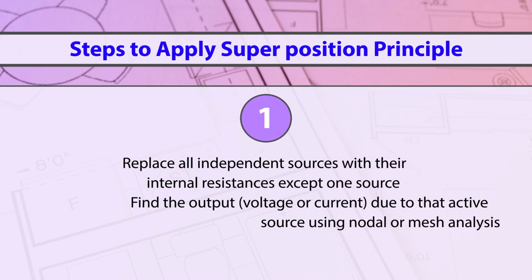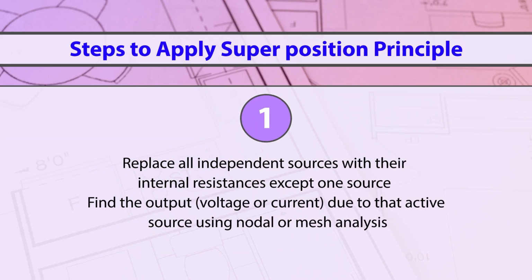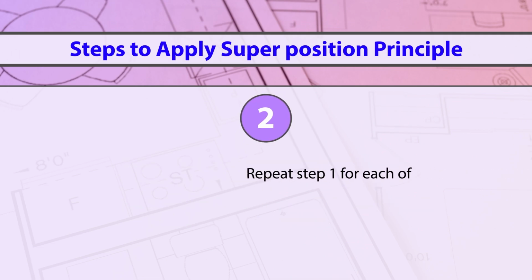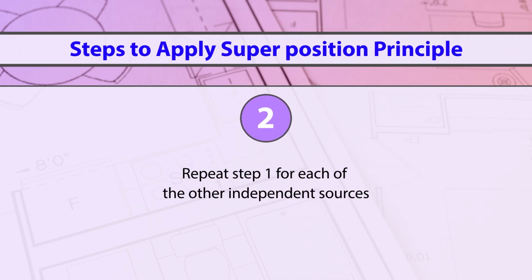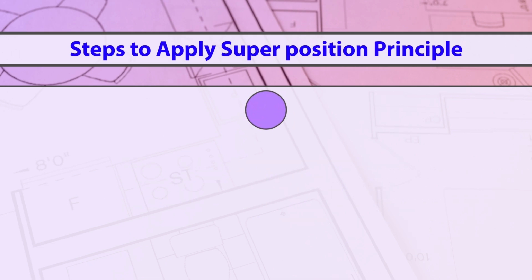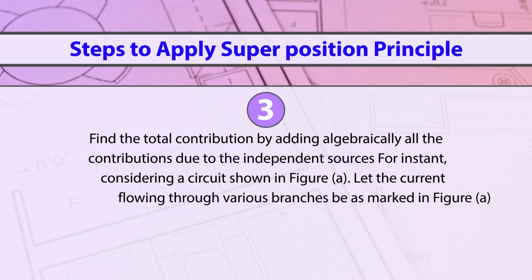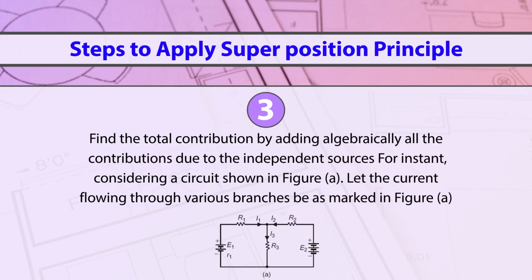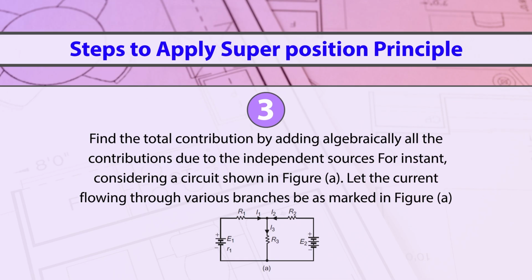Now we have to understand the steps for applying the superposition principle. The first step is to replace all independent sources with their internal resistance except one source. Find the output quantity in terms of voltage or current due to that active source using nodal or mesh analysis. The second step is to repeat step 1 for each of the other independent sources. Step 3 is to find the total contribution by adding algebraically all the contributions due to the independent sources.